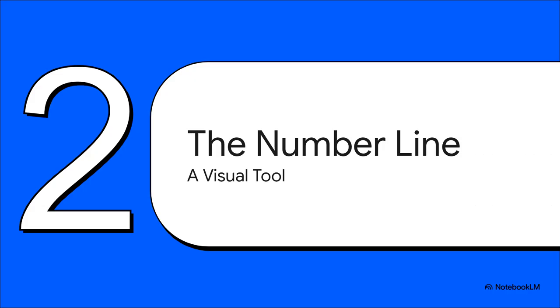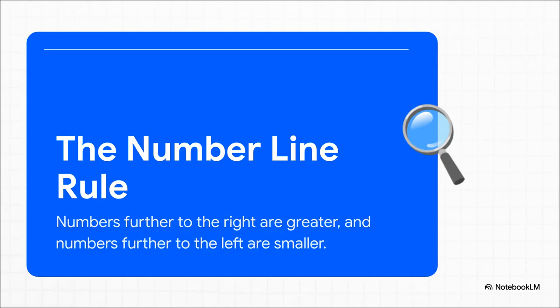So, how do you turn this story into a real math tool? Well, the key is the good old number line. This is where the stories and the numbers all come together visually. You can literally see how different events and their values relate to each other. And this whole system runs on one simple golden rule.